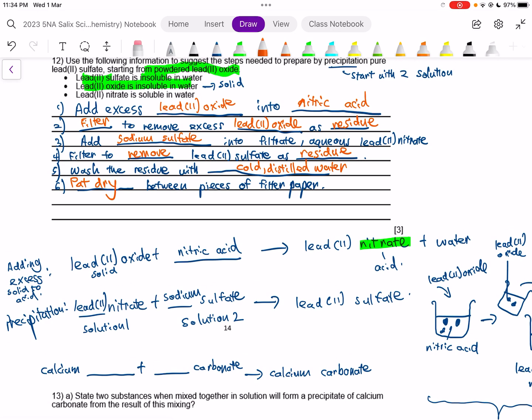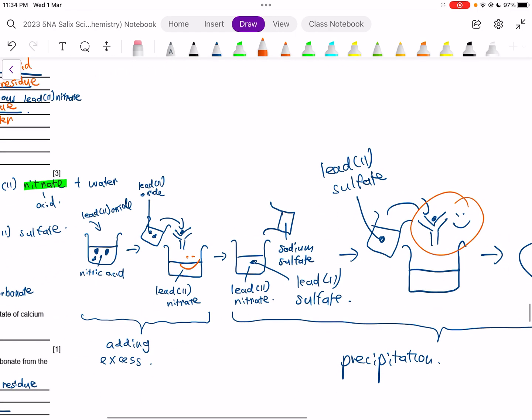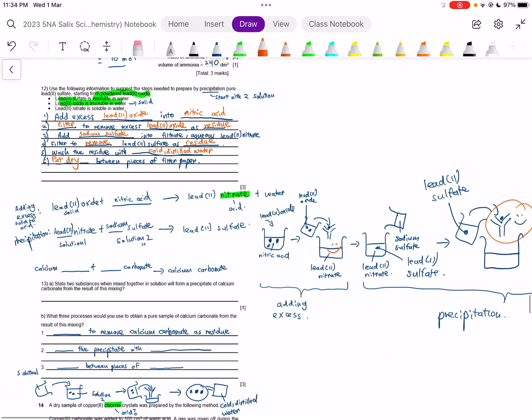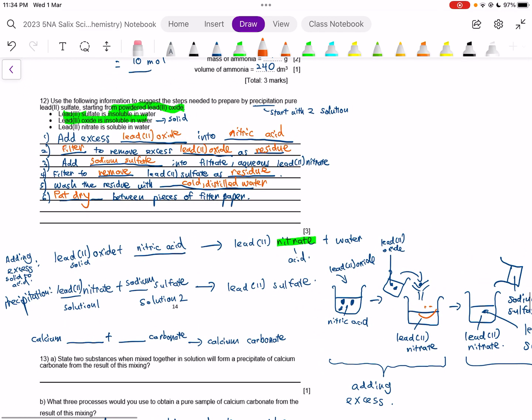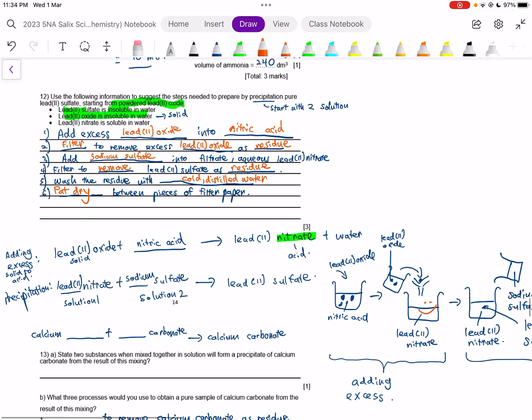So these are the different steps involved in this question itself.